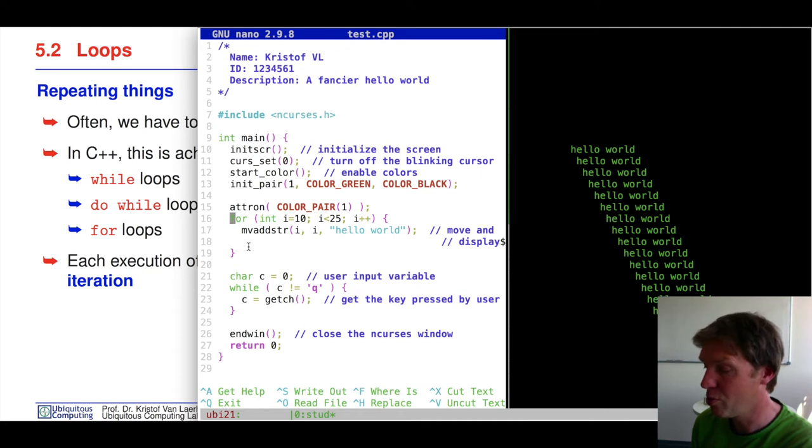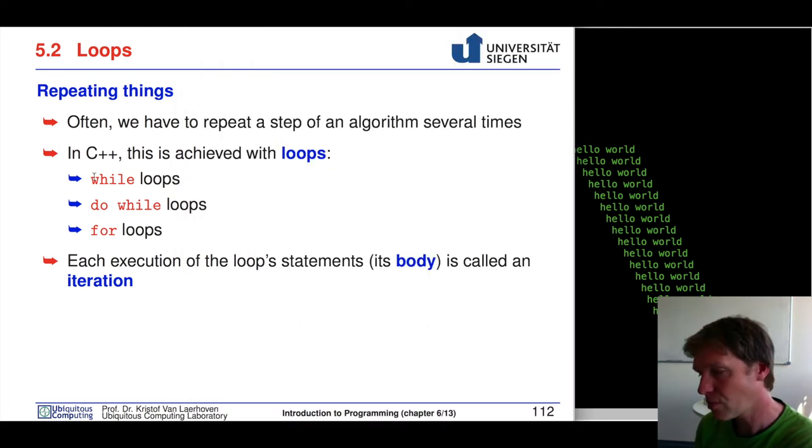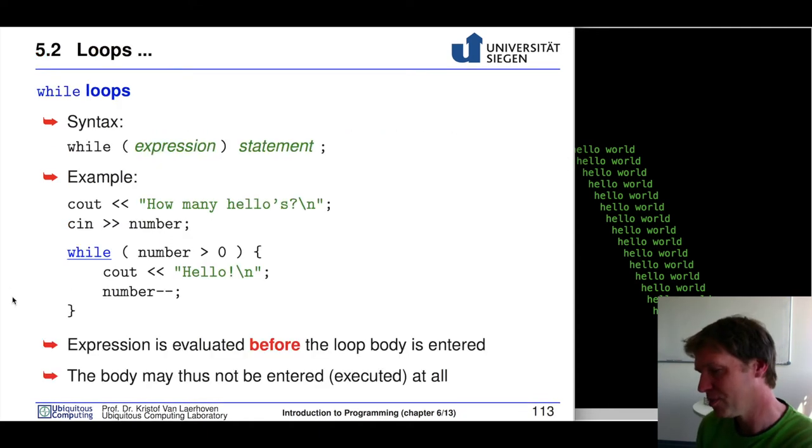And with the for loop, we repeated a certain piece of code, so everything between the braces, for a particular amount of time, using a variable that we had available within this for statement. So we have already seen an example of the while loops and the for loops, but let's go a little bit deeper into what these two can do.